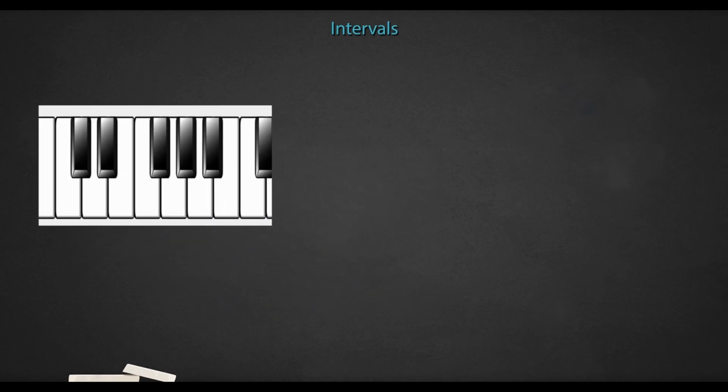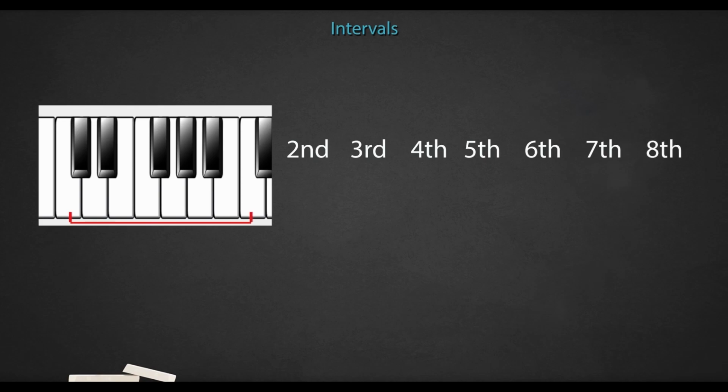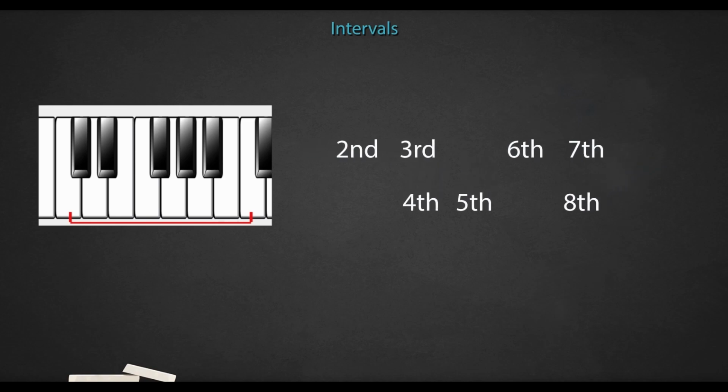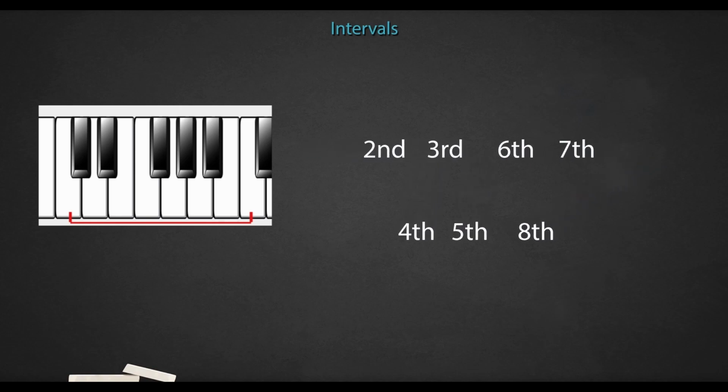Let's look at the intervals. Second, third, fourth, fifth, sixth, seventh, and eighth. The interval is determined by the number that is the distance between the two notes, and the word that gives the exact number in tones and semitones.